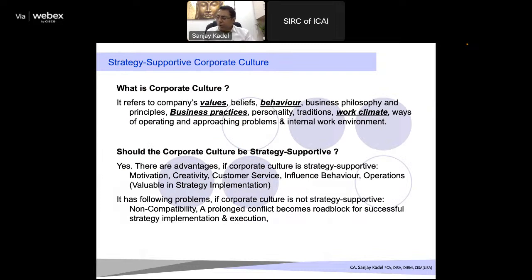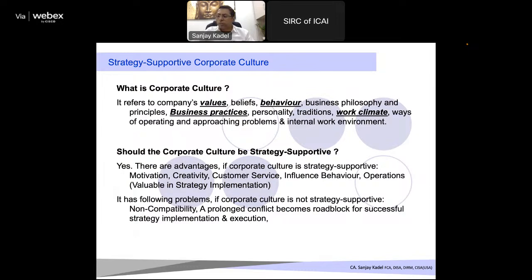Then you have a concept of strategy supportive corporate culture. See, any organization consists of people. And when you have people, you automatically have a culture. What do you mean by culture? Values, behavior, principles, practices, nature or the attitude of the people, what kind of customs or principles they follow. So these are the culture. When the people are involved and when the culture is involved, there is no guarantee that their culture will suit the strategy which you are making or which you are crafting. There is no guarantee because people are people. Their culture may not suit your strategy, or your strategy may not suit their culture.